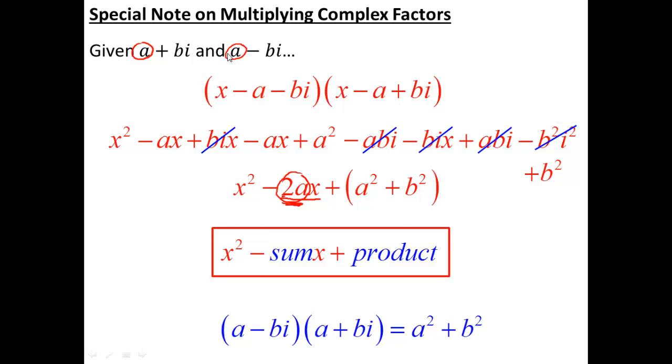When I have two complex numbers that are in this binomial form, instead of writing my individual linear factors and multiplying it through, let's go straight to the quadratic factor. x squared minus whatever the sum of those complex numbers is, times x, plus whatever the product of those complex numbers is. And the product is always, quick and easy shortcut, a squared plus b squared. So to get the product, it's just a squared plus b squared. To get the sum, it's just either a plus a or 2a, either way you want to do it.